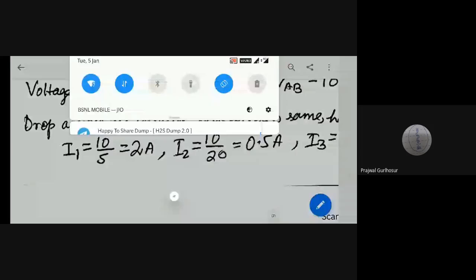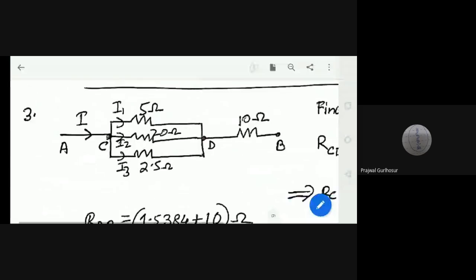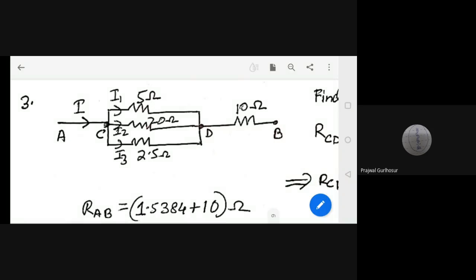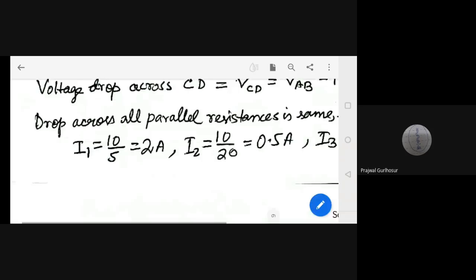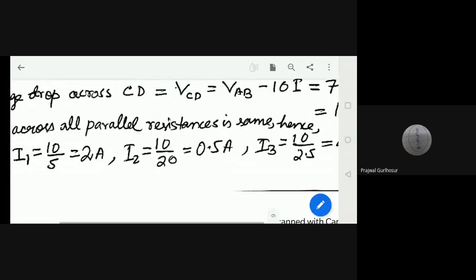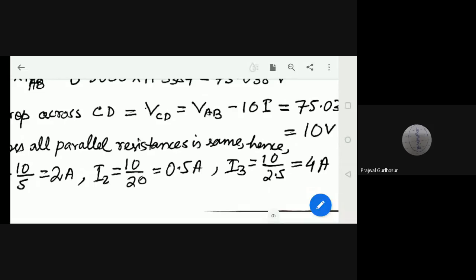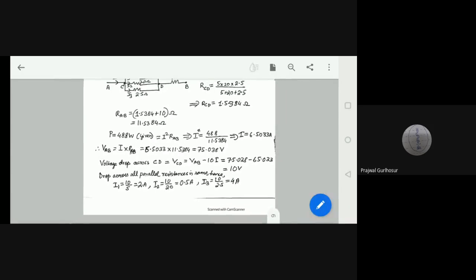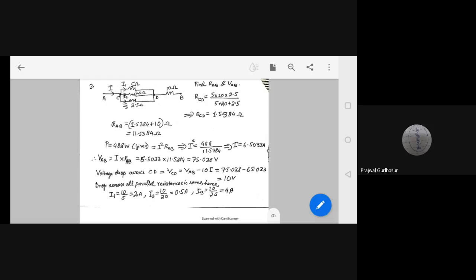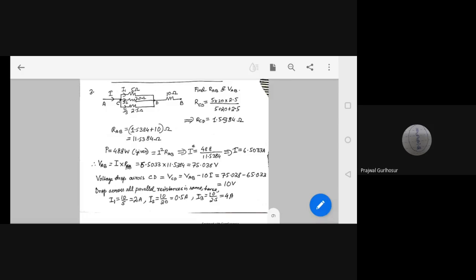Hence I1, the first value I1, its resistance is 5 ohm. So I1 comes as 10 divided by 5. I2 is 10 divided by 20, and I3 is 10 divided by 2.5. So this is the solution for the third one. Everyone clear? Any question? No, ma'am. And please write down everything, whatever the problems are.